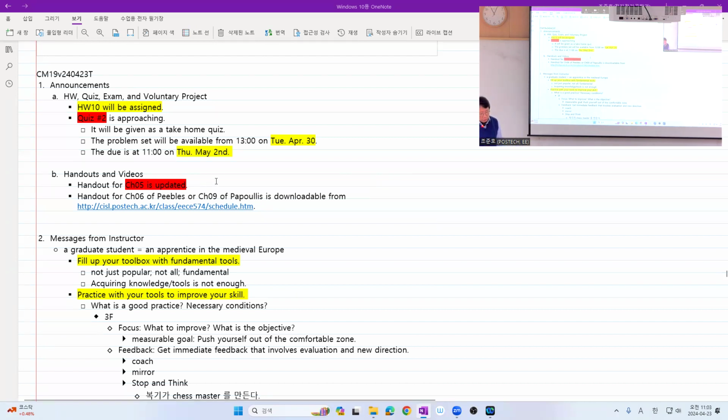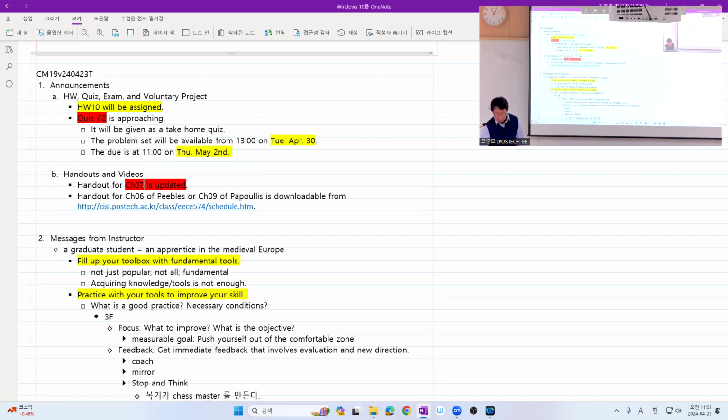The handout for chapter 5 is updated, because today we will finish chapter 7 of the textbook, the Papoulis graduate textbook. But I found that some rearrangement of material is necessary, so I've updated it and you need to download it again. Handouts for the next chapters are uploaded also.